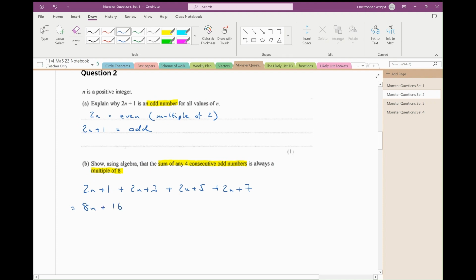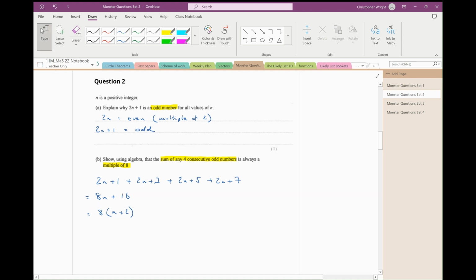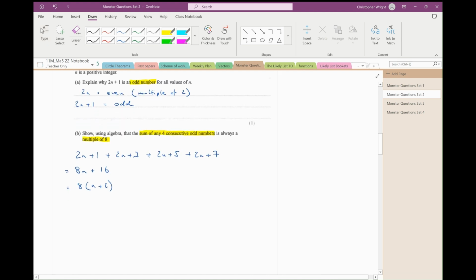Okay, now how can I show that that's always a multiple of 8? Well, the answer is show that 8 is a factor of it, so 8 times (n plus 2). So there we go. There I have shown that the sum of any 4 consecutive odd numbers is always a multiple of 8.